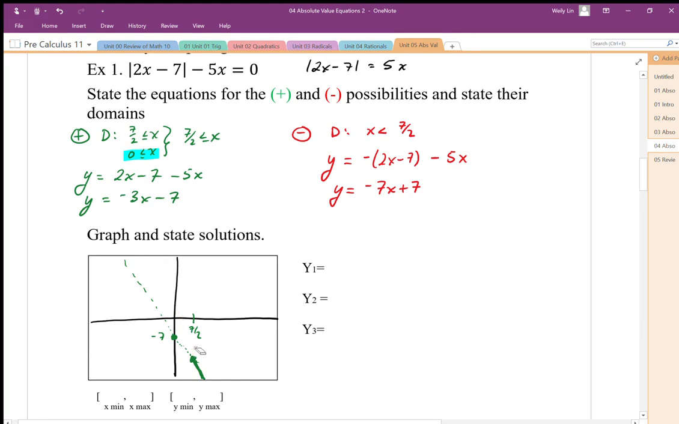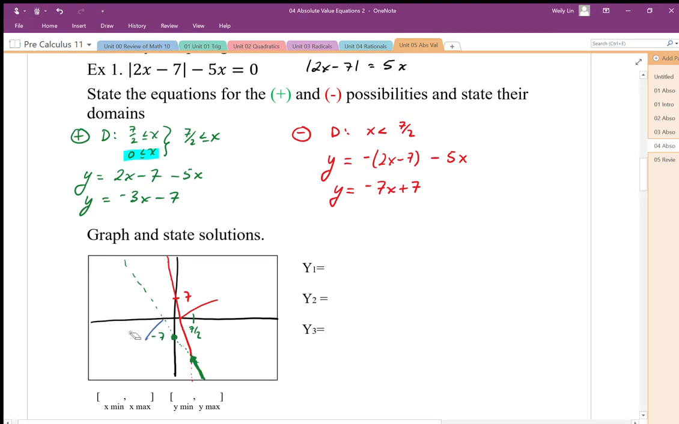I'm going to draw this a little bit nicer. The y-intercept is at positive 7, and the graph continues that way, and it looks like that. So my solution is going to be at that point there. There's my real solution. I do have an extraneous solution that's going to show up on the green.